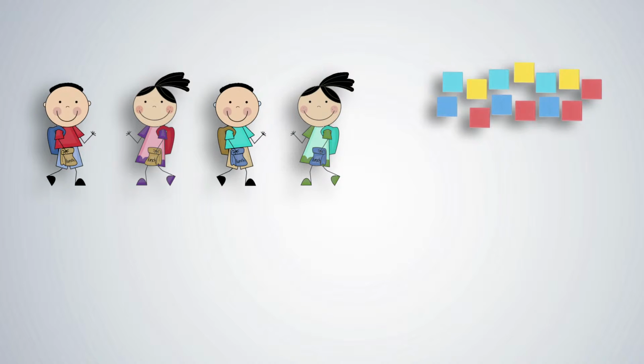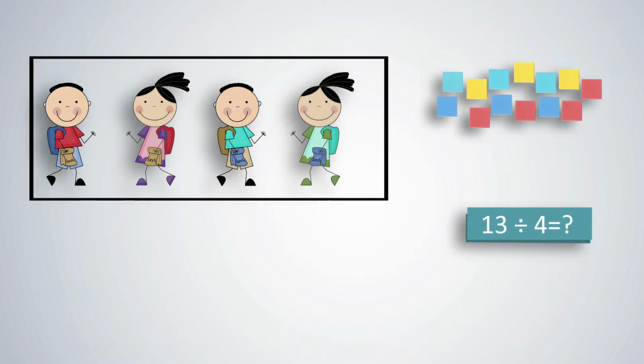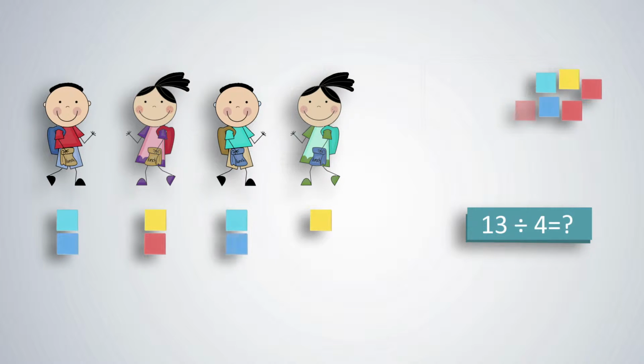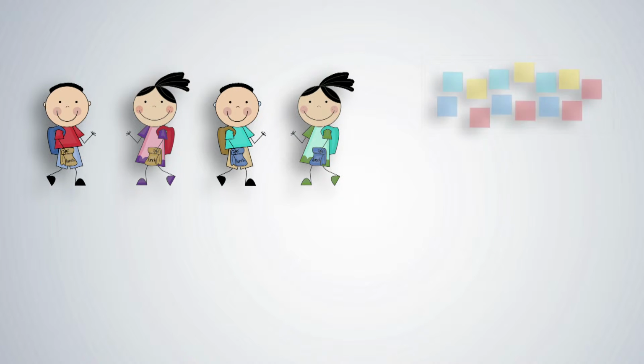Now, ask students to divide 13 counters among 4 friends. By distributing 1 counter at a time, each friend gets 3 and 1 counter remains. We have 4 facts here.